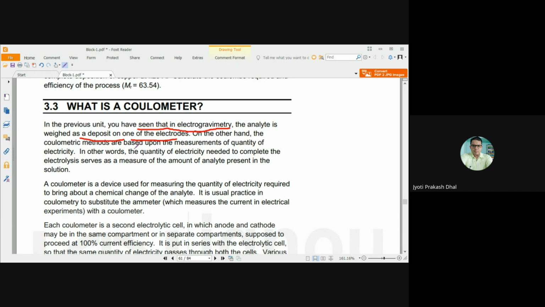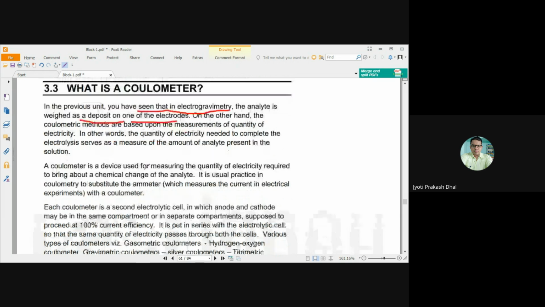But in the coulometric methods, which are based upon the measurement of the quantity of electricity, you do not measure the weight of the substance deposited at an electrode. Here you take the measurement of the quantity of electricity. In other words, the quantity of electricity needed to complete the electrolysis serves as a measure of the amount of the analyte present in the solution.